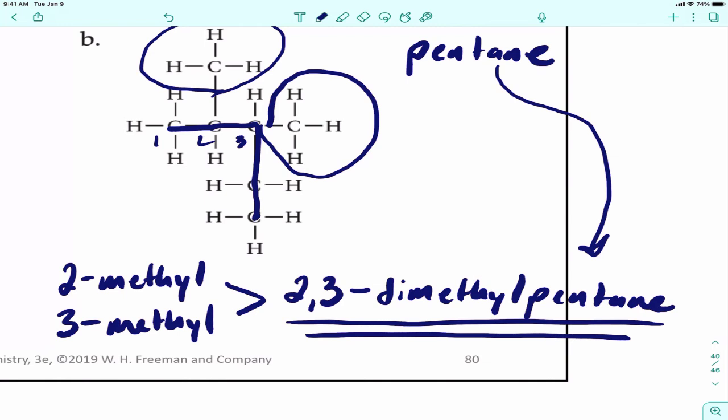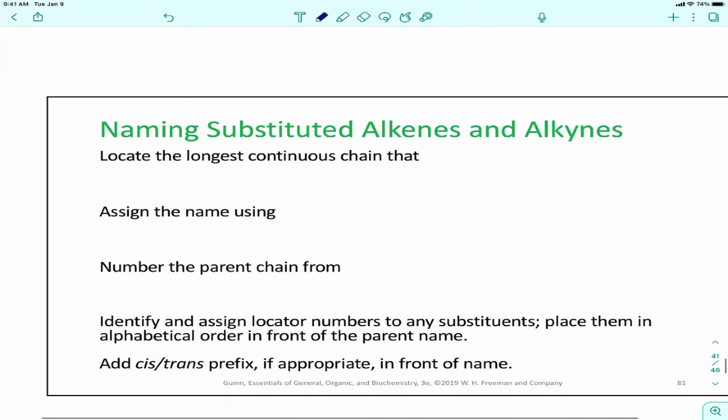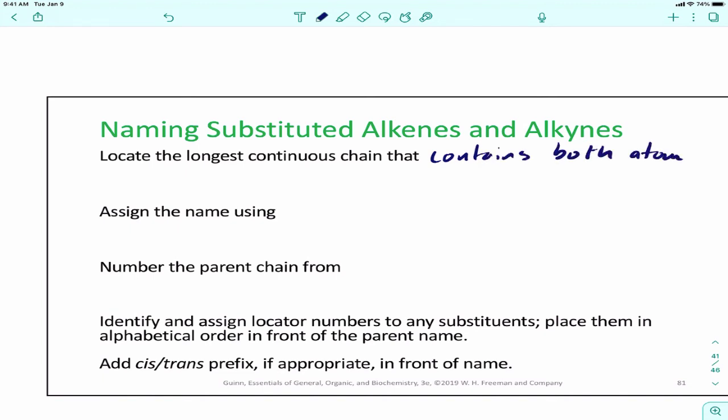Cool. All right, so that's dealing with substituted alkanes and cycloalkanes. What if you have a substituted alkene or an alkyne? It actually works pretty much the same way as the other times. We locate the longest continuous chain that contains both atoms of the carbon-carbon double bond or carbon-carbon triple bond. We assign the name using -ene or -yne, depending on what we've got.